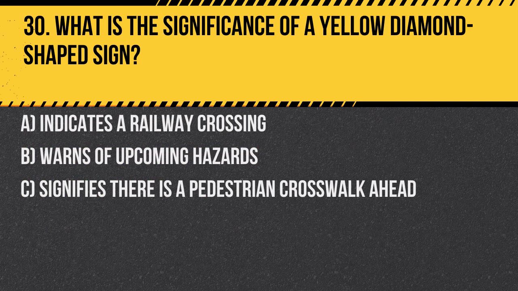Question 30. What is the significance of a yellow diamond-shaped sign? A. Indicates a railway crossing. B. Warns of upcoming hazards. C. Signifies there is a pedestrian crosswalk ahead.